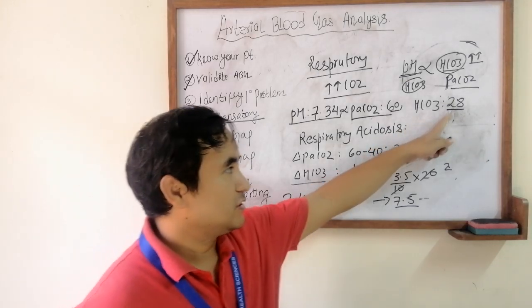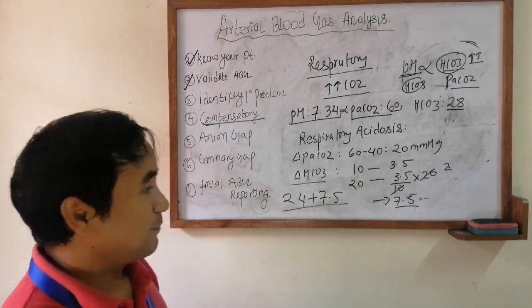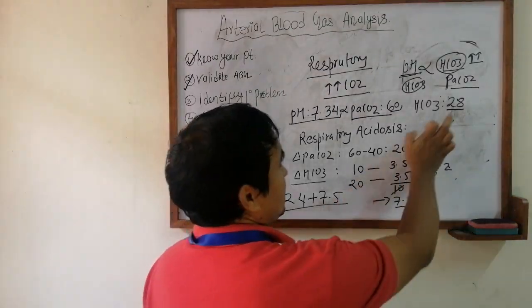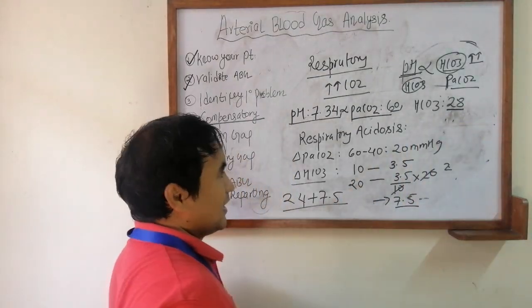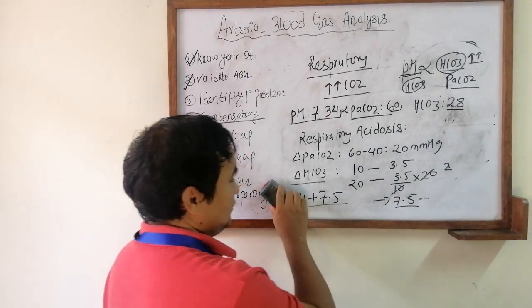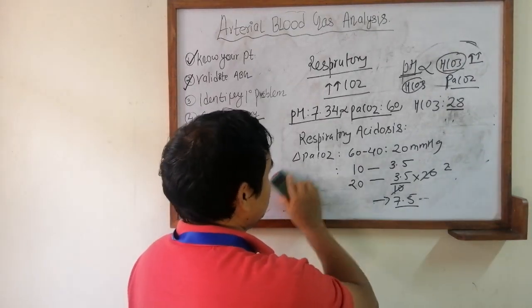But bicarbonate is 28 only. So that's why there is only partial compensation. There is no complete compensation. So you have to write respiratory acidosis with partial metabolic compensation in the ABG reports.